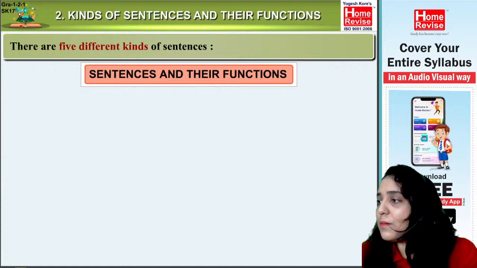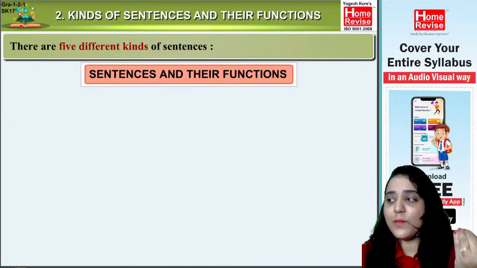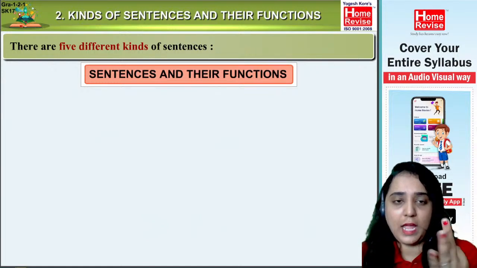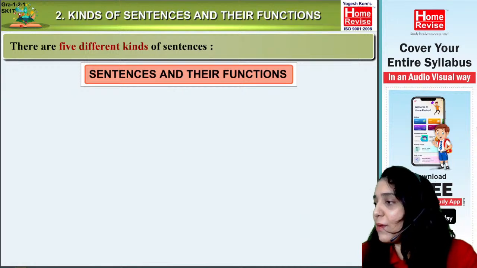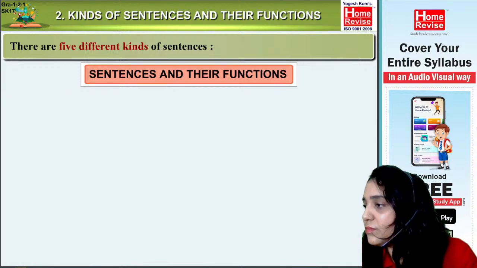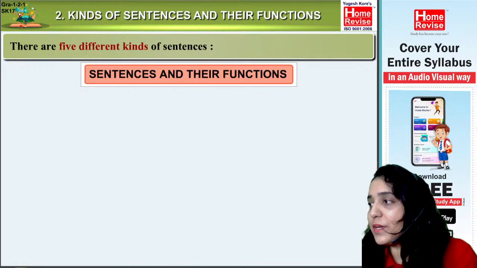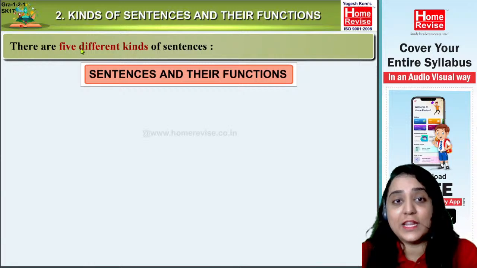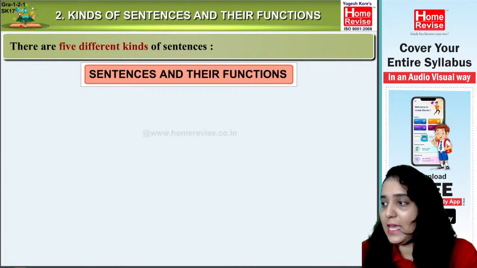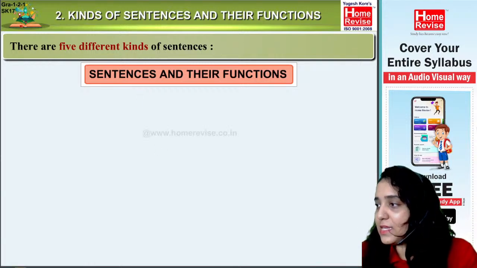Can anybody tell me what the 5 are? Can anyone tell me at least any three kinds of sentences? You must have studied this in lower grades, so if anybody remembers any kind of sentence, please tell me. Yes. Assertive, imperative, interrogative and exclamatory. Very good. Correct. Now let's see what the 5 different kinds of sentences are.